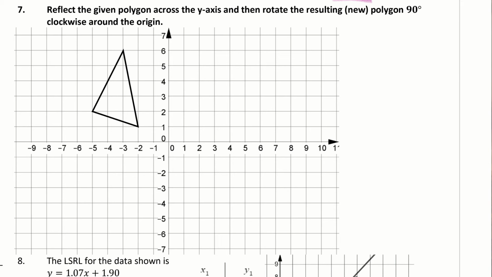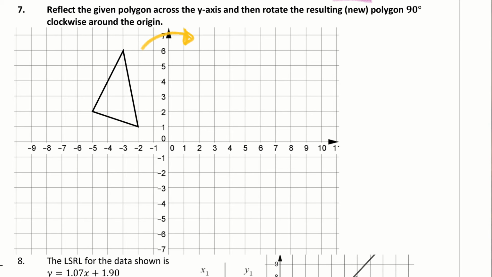So let's begin with the reflection across the y-axis. We can see our y-axis, and we're going to reflect across that. It's pretty straightforward to do reflections in general, especially across the x-axis and the y-axis. Remember, anytime we reflect across a line, all the resulting points are the same distance away from the line as the original.